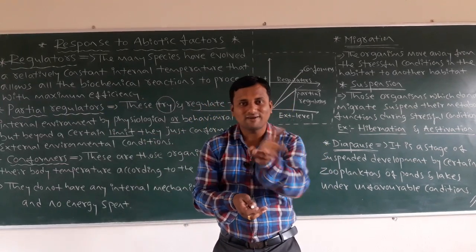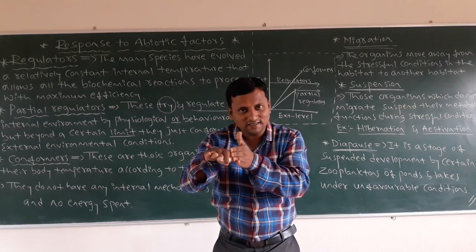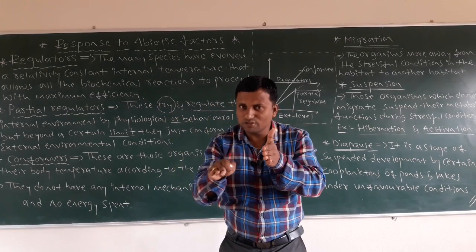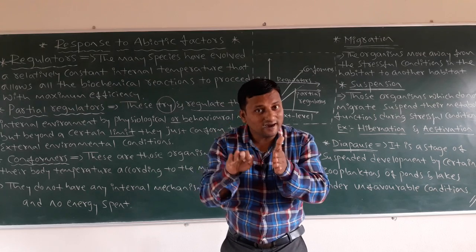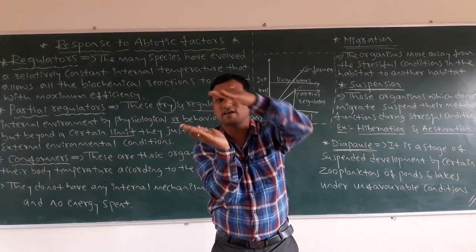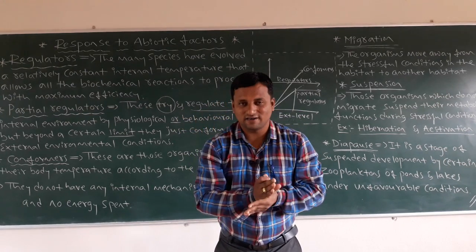But regulators are not like that. If the temperature goes to 40 degrees Celsius, the organism still gives a response. If it drops below 15 degrees Celsius, it still gives a response. That's why they always remain constant, unlike the partial regulator.